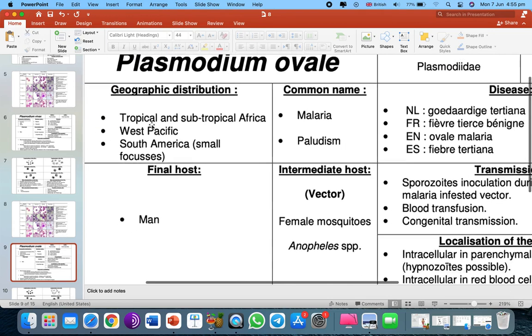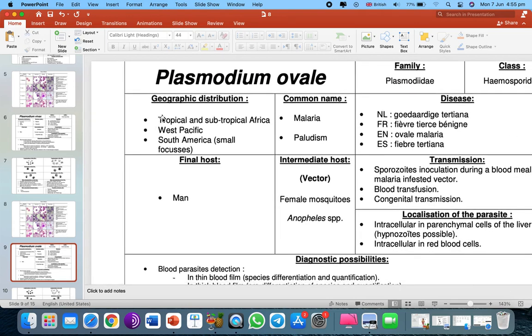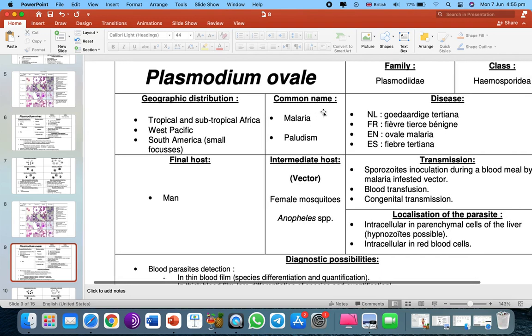So now the Plasmodium ovale. Plasmodium ovale, actually the distribution is in tropical and subtropical Africa, and then tropical and subtropical Africa, West Pacific and South America. Sometimes ovale is also rare in Iraq, but we can find it.